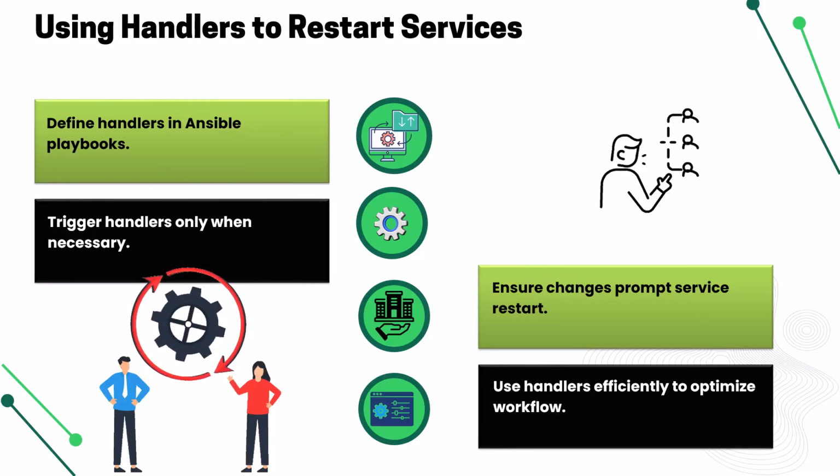Handlers in Ansible are like your reliable but grumpy coworker. You only call them when absolutely necessary. First, we set them up in playbooks. Then we make sure they only run when changes happen, not just for fun. They restart services when needed, keeping things running smoothly. Using them smartly saves time, just like knowing when to nudge that coworker for help.